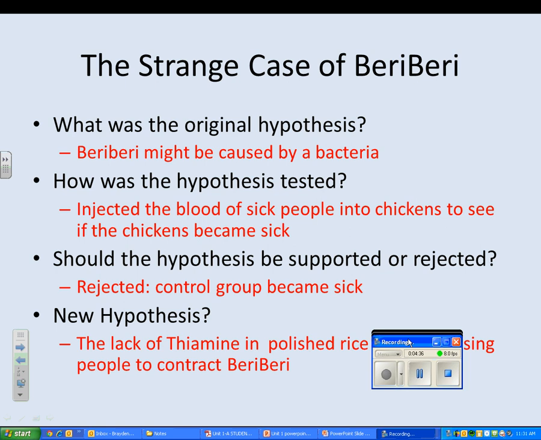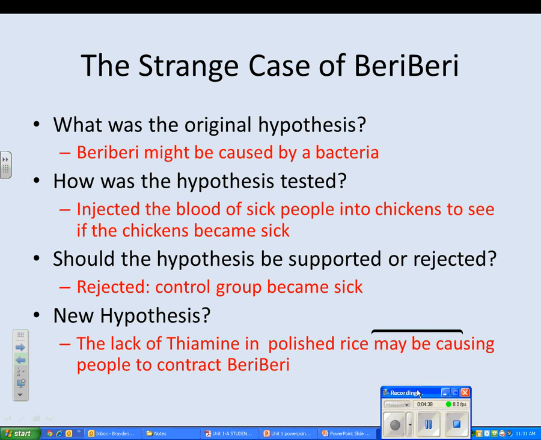So what's our new hypothesis? The lack of thiamine in polished rice may be causing people to contract beriberi. So if you've got questions, please write them to the side. And next time you come to class, we'll talk about your questions.